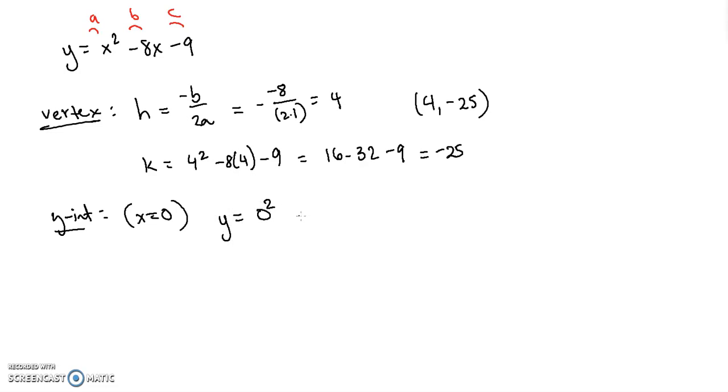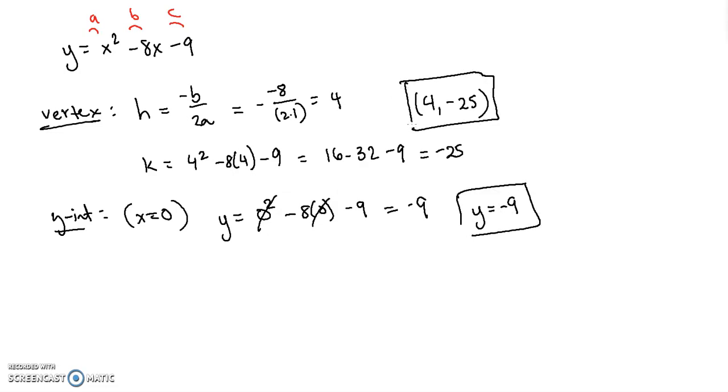We're going to have 0 squared minus 8 times 0 minus 9. So that's 0, 0, negative 9. So our y-intercept is negative 9. And our vertex is right there.